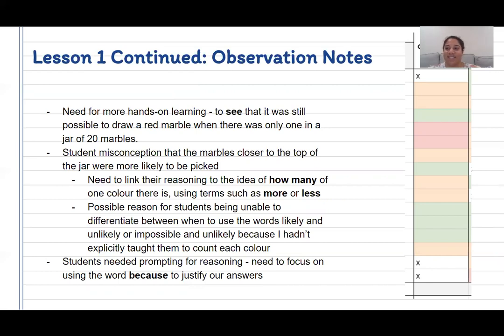This showed the need to link our reasoning to the mathematical concept of how many of one color there is, and using terms such as more and less to describe that. I then thought to link that to the students being unable to differentiate between when to use the words likely and certain and unlikely and impossible, because I hadn't explicitly taught them to count each color, which would have been really helpful and I should have done from the start. Students also needed prompting to give reasoning for their answers, which showed the need to focus more on the word because to prompt that justification.